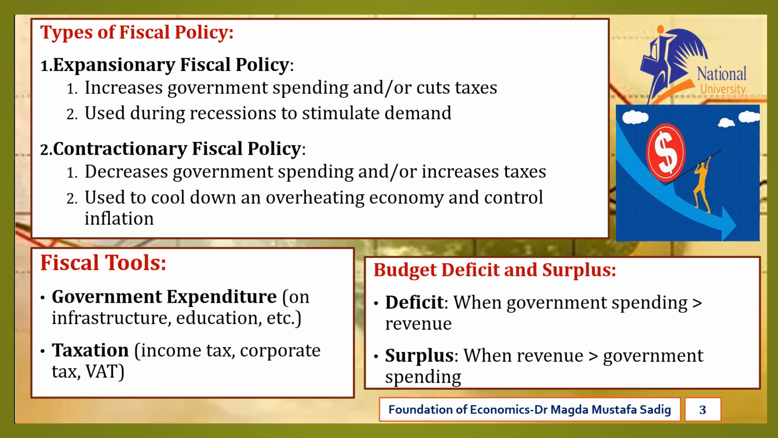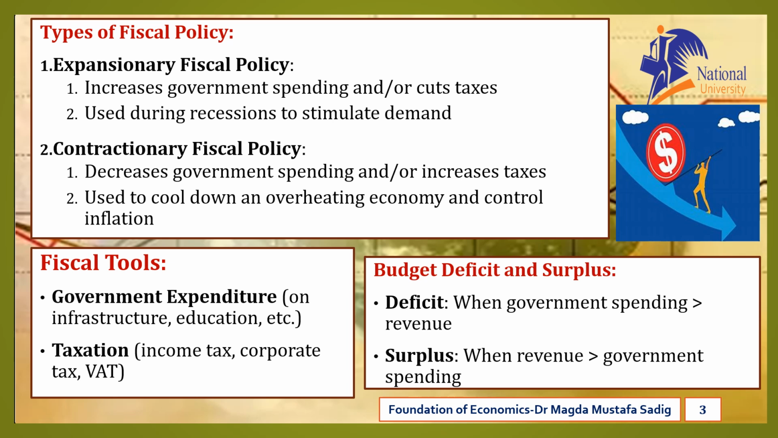We have contractionary fiscal policy, and this is used when the economy is overheating, when inflation is rising too fast. The government reduces spending and or raises taxes to slow down demand. So the aim is to prevent inflation and stabilize prices. Example: raising income taxes or cutting back on subsidies. This reduces excess demand in the economy.